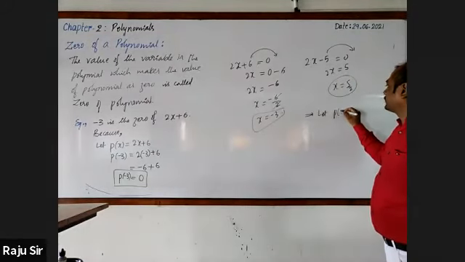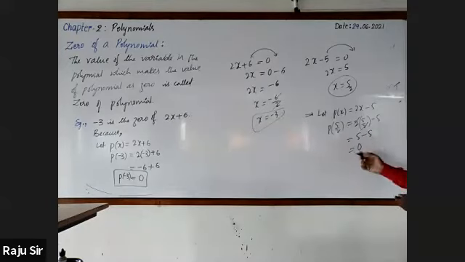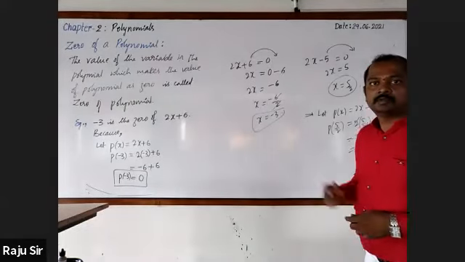Let p of x be equal to 2x minus 5. Then p of 5 by 2 is equal to 2 into 5 by 2 minus 5. The 2s get cancelled, 5 minus 5, which is 0. You have verified this.